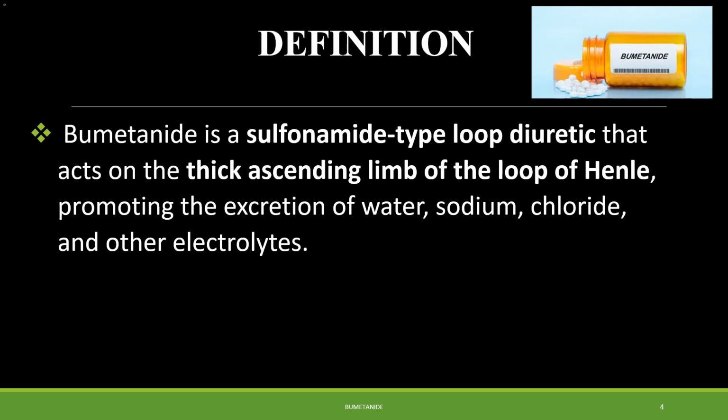Definition of bumetanide. Bumetanide is a sulfonamide-type loop diuretic that acts on the thick ascending limb of the loop of Henle, promoting the excretion of water, sodium, chloride, and other electrolytes. Bumetanide is a sulfonamide-type loop diuretic. It's a specific type of water pill. Acts on the thick ascending limb of the loop of Henle. This is where bumetanide works in the kidney, promoting the excretion of water, sodium, chloride, and other electrolytes. Bumetanide increases removal of these through urine.